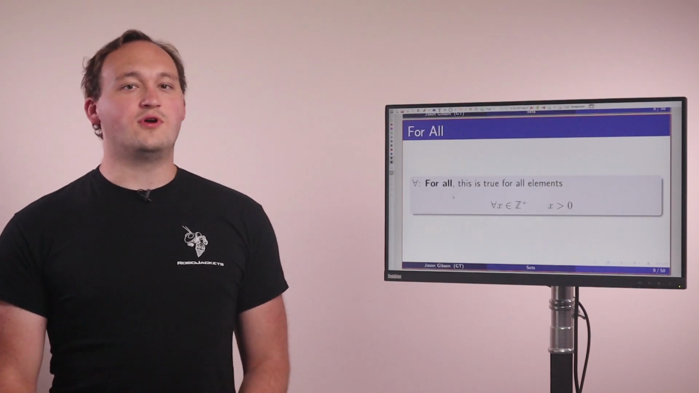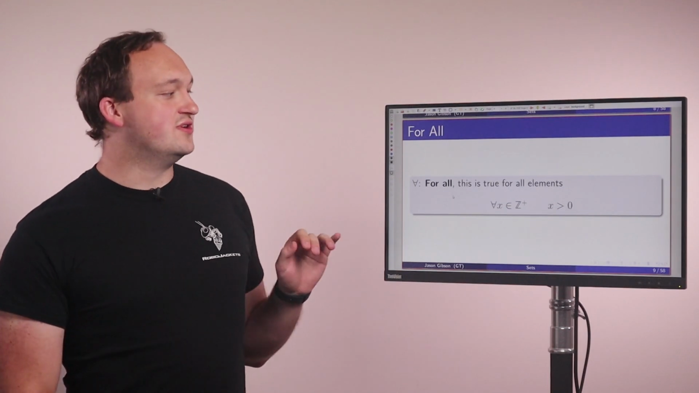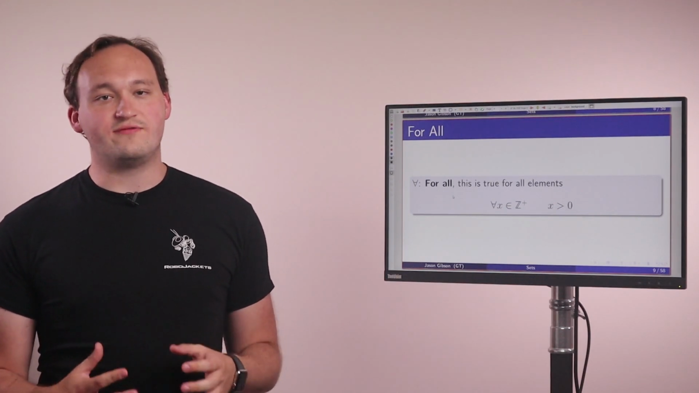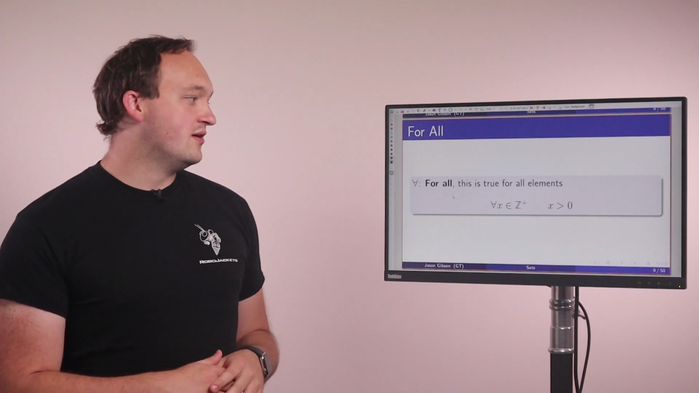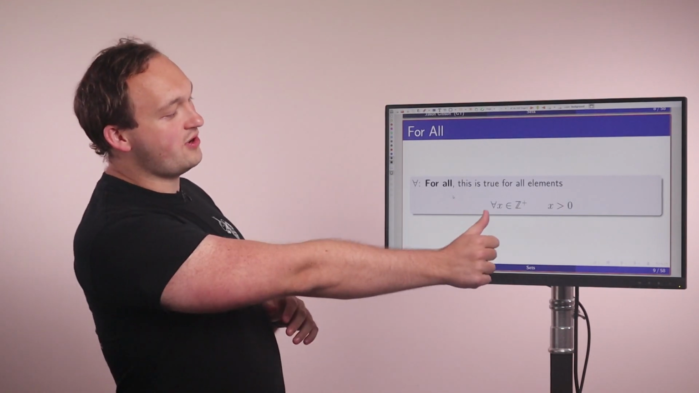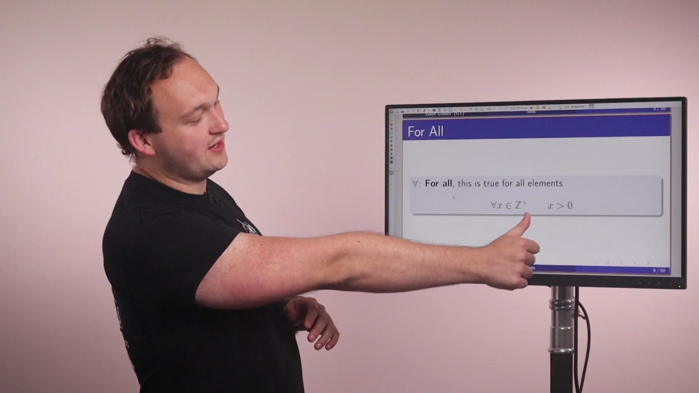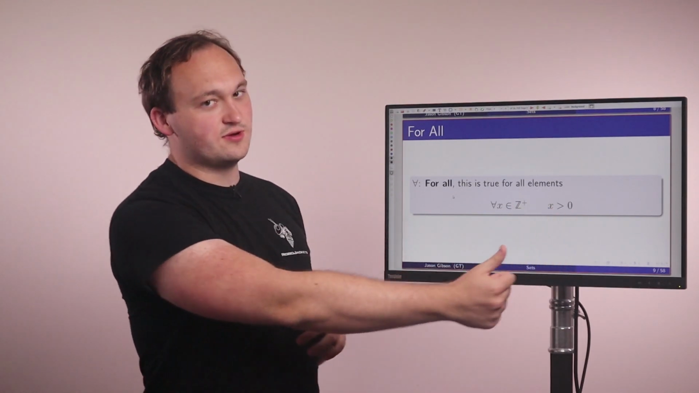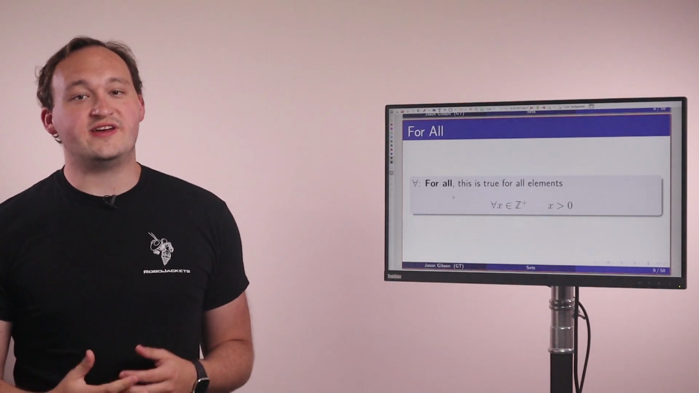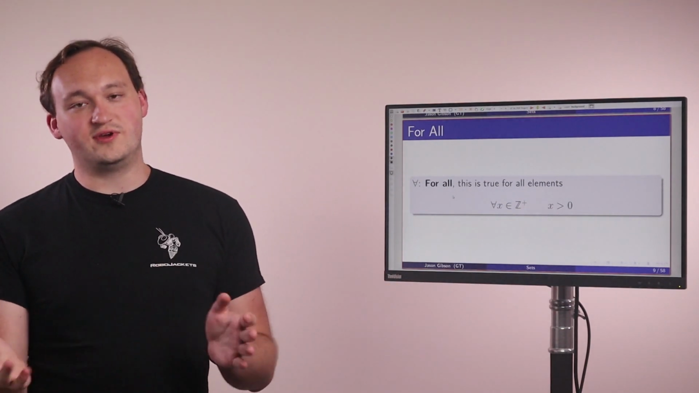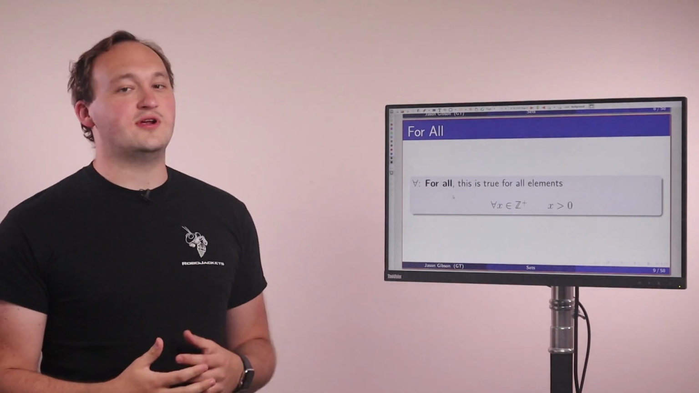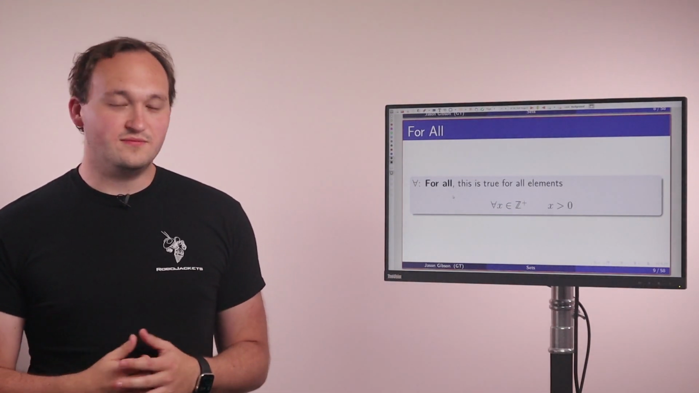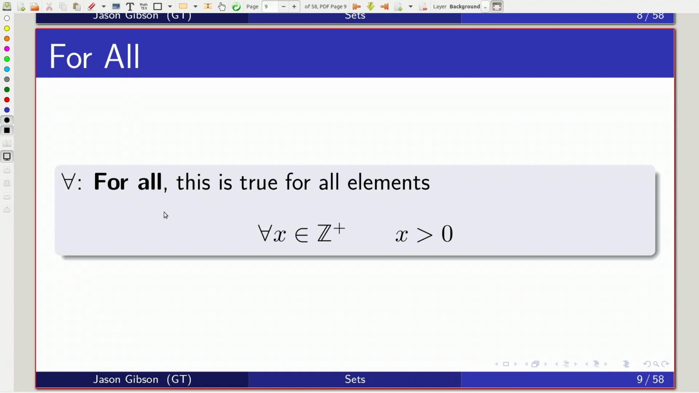Next we have for all. This notation essentially denotes that something is true for every element in our set. What we have here is for all x that belong to the set of all positive integers, we know that x is greater than 0. Because if we look at the set of all positive integers, it goes 1, 2, 3, all the way out to infinity. All of those are greater than 0. That property holds for all of them. And a lot of times you'll see things like, for all states in our state space, this must be true.